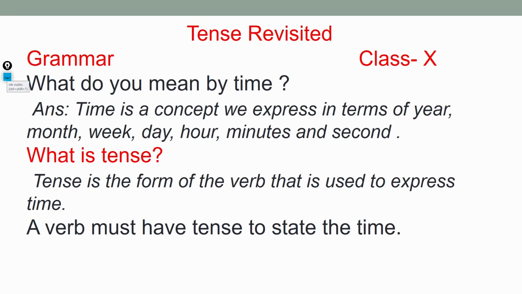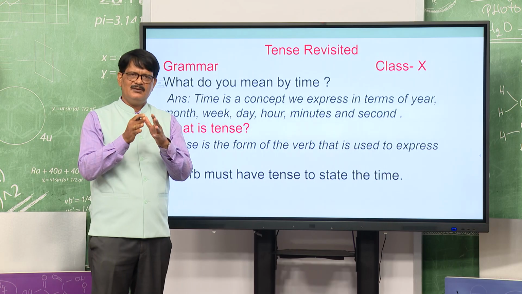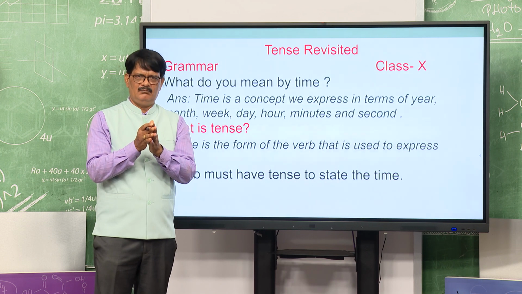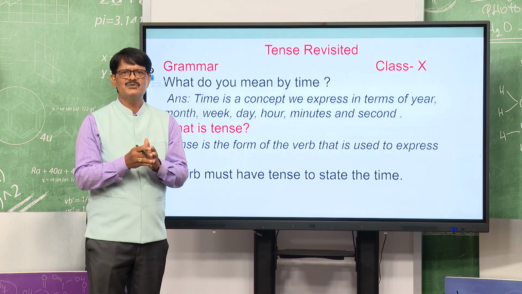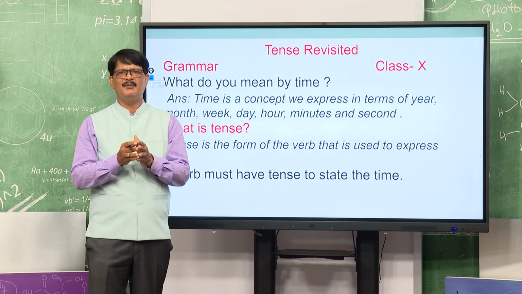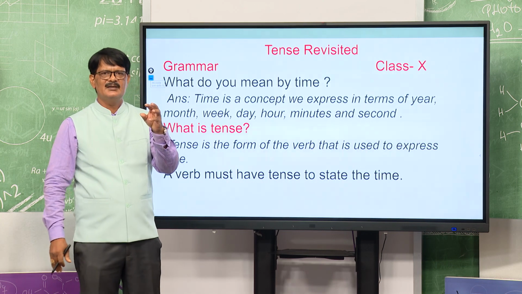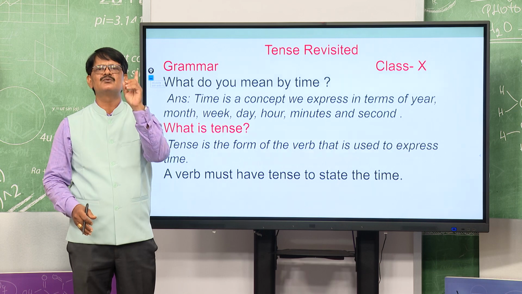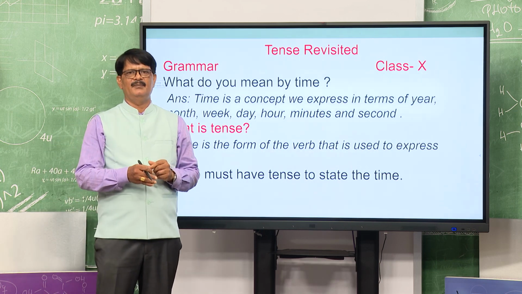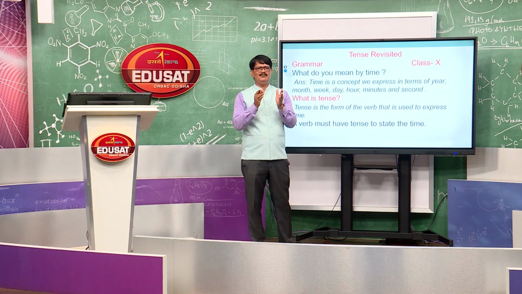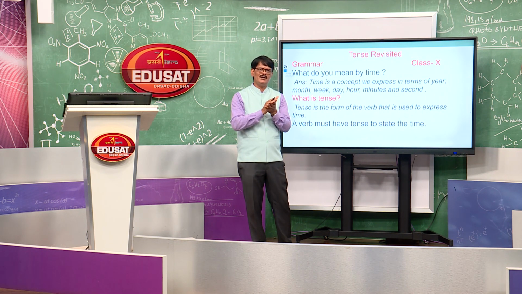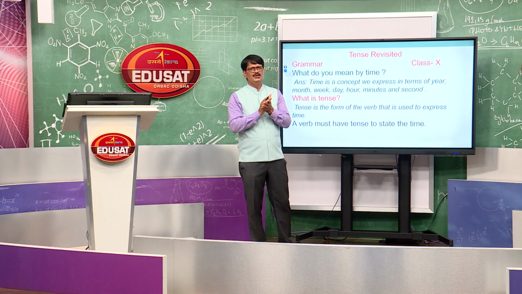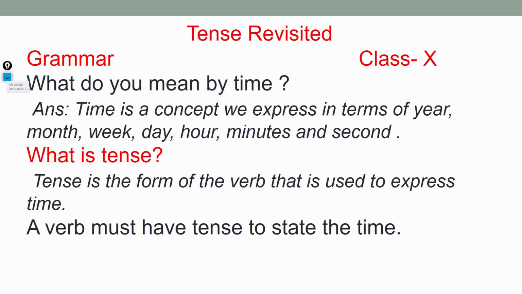You see, as you know, there is a relation between time and tense. They are two parts of the same coin. Time is a concept that we express in terms of year, month, week, day, hour, minutes and second. And tense is the form of the verb that is used to express time. So a verb must have the tense to state the time. Verb is very important in English grammar. So we will discuss that one after another.